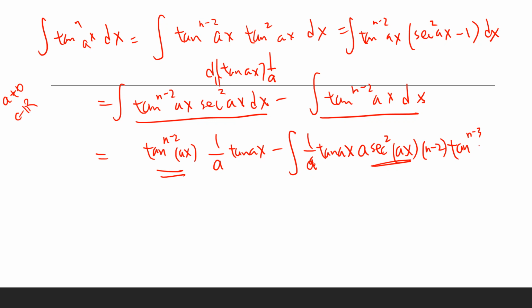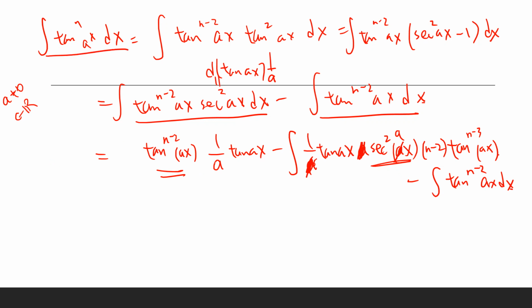So you see you always get another secant square, and then this is n minus 2 tangent n minus 3 ax. Okay, and so this a cancels. Sorry about this, what I'm writing: this a cancels. Minus tangent n minus 2 ax dx. Okay, so remember this is the left hand side.